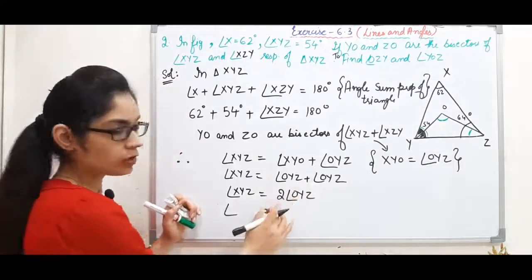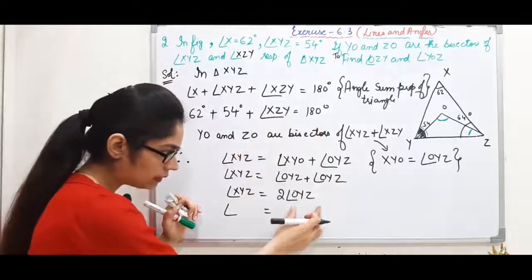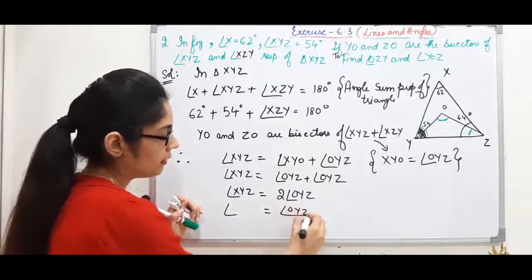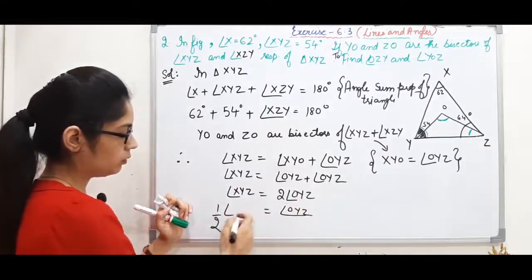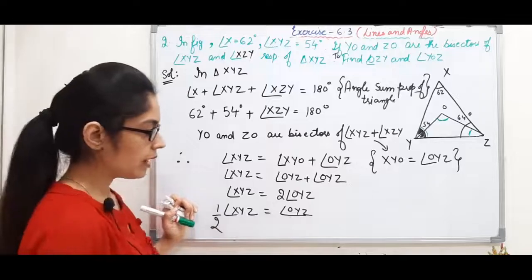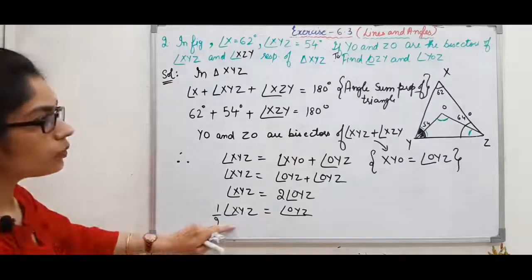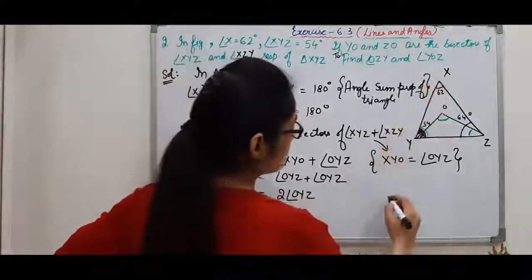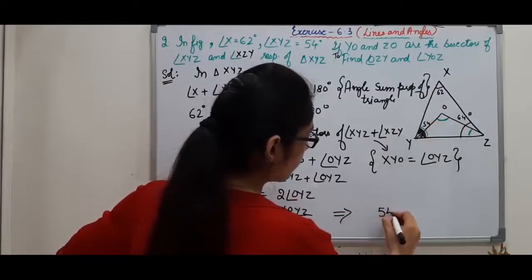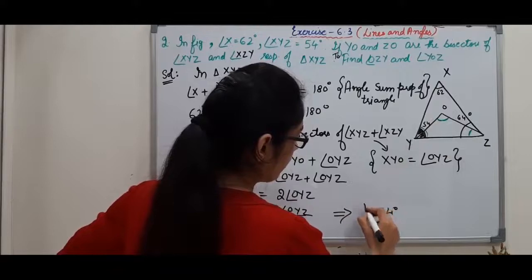So this 2, because this is getting multiplied by this angle, on changing the side it will get divided. So half of angle XYZ is equal to angle OYZ. Now we know the value of XYZ, it is equal to 54 degrees, and we have to do its half.